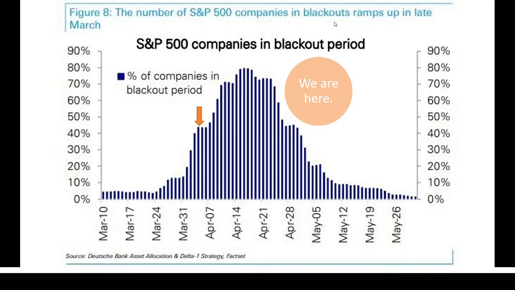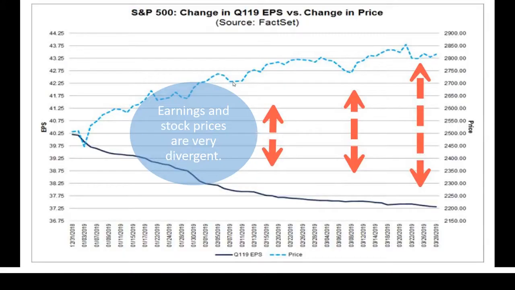The number of companies in the S&P 500 that are entering a blackout, we are right here at 45% as of Friday. By next Friday, which will be the 12th, we'll be right around, say, 75% of the companies in blackout by the end of next week. Plus, next week we have some big Treasury auctions coming, so that's going to pull liquidity at a time when liquidity is getting tight to begin with.